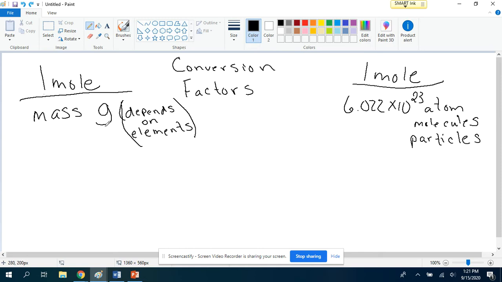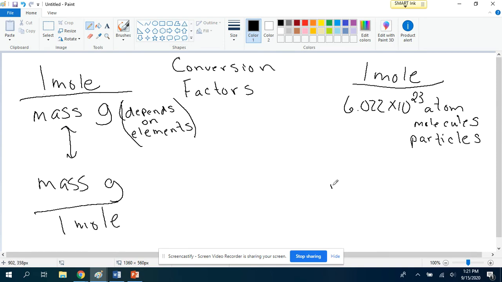Now, you don't have to use these conversion factors exactly like they are. You see it says 1 mole over mass in grams. You also can flip them around, and you can take your mass in grams and put it over 1 mole. They can go either way. These are basically the same. You can use them both ways.